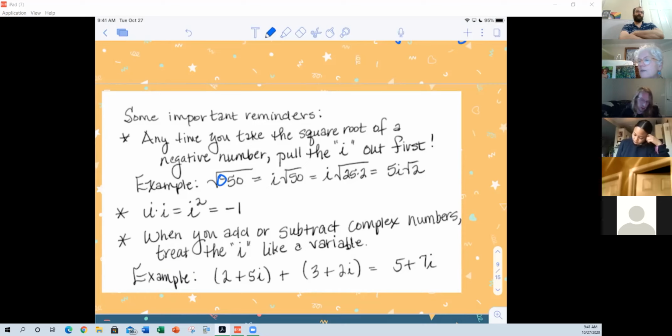And another thing you want to remember is that when you add or subtract complex numbers, you treat the i just like it was a variable. So if you have 2 plus 5i plus 3 plus 2i, you would just add the 2 and the 3, the real part plus the real part, and you get the real part. The imaginary part plus the imaginary part gives you the imaginary part.